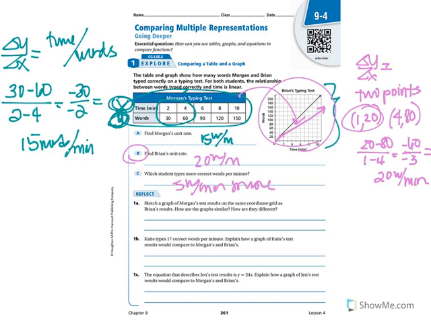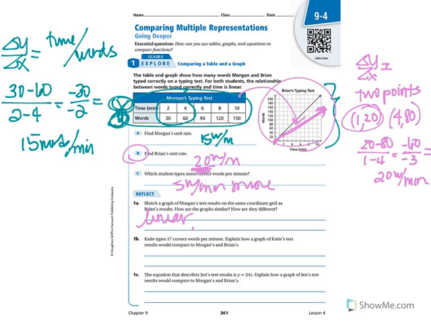All right, and that's actually what we're going to do in 1A. So sketch a graph of Morgan's test results on the same grid, and then compare them. How are they similar? How are they different? Well, they're similar in the fact that they are both linear, but how are they different? Notice that Brian's slope is greater. His is further away from 0, which makes it steeper. That's why Brian's graph looks like this, whereas Morgan's going to look like this. They both start at 0, but Morgan's graph is going to be less steep.